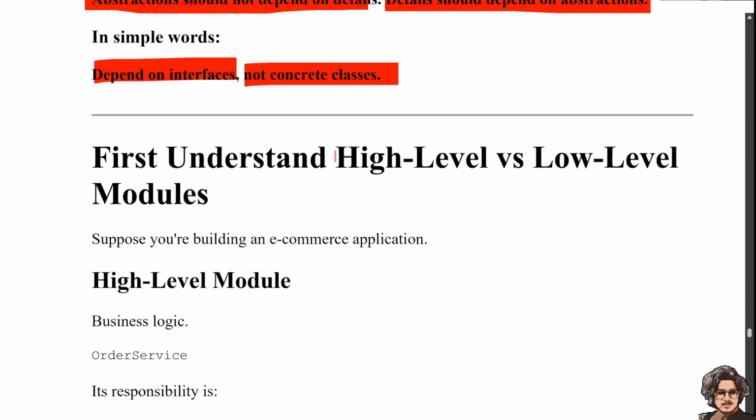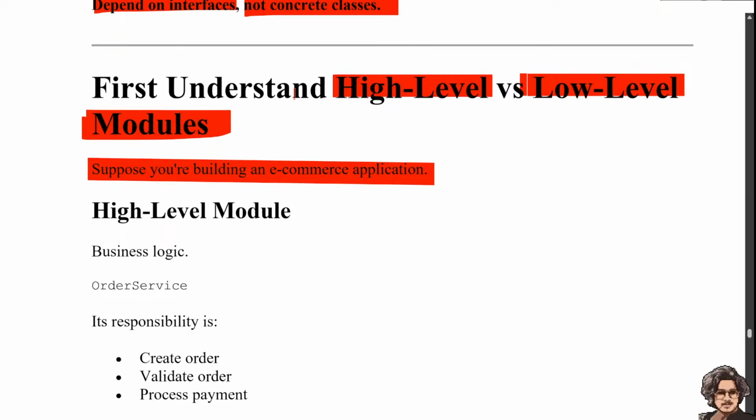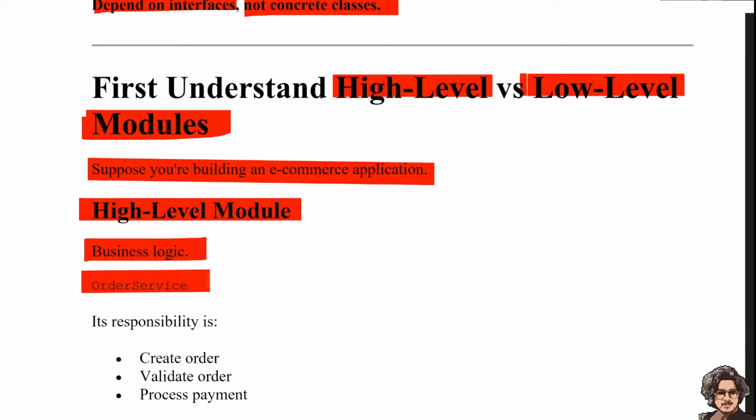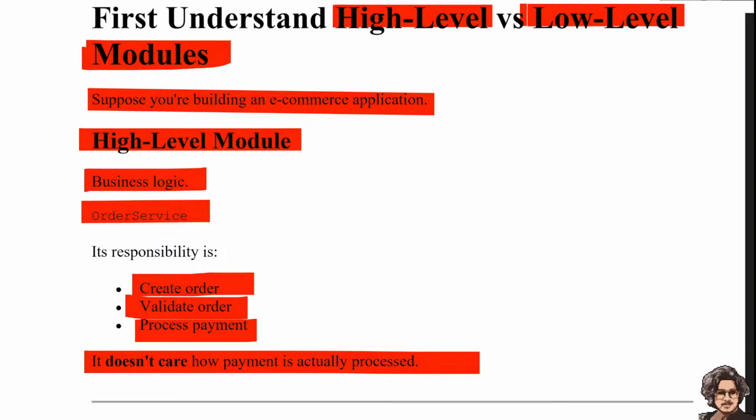First, we have to understand what we are talking about: high level versus low level modules. Suppose you are building an e-commerce application. What are the high level modules? The business logic, like the order service. Its responsibility is to create the order, validate the order, and process the payment. And it does not care how the payment is actually processed. So this is the high level module.